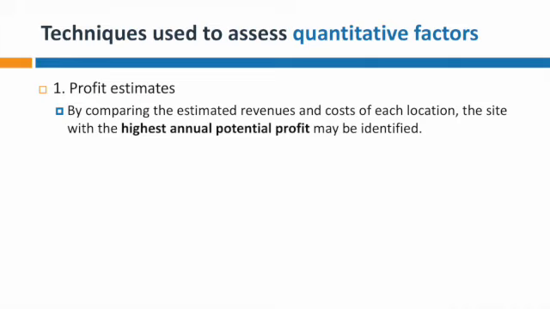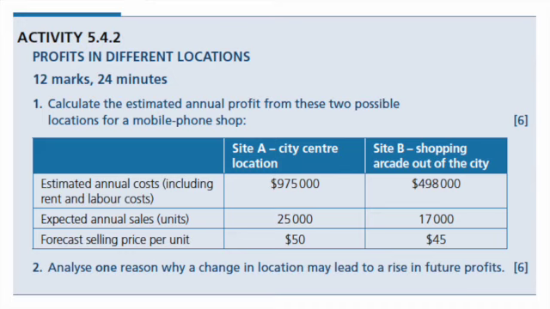One might have higher revenues, higher costs. You compare it to another one and to what the revenues and costs would be at the second location. The idea is that the site with the highest annual potential profit should be the one that you perhaps are going to pick. So here's an example of a question.